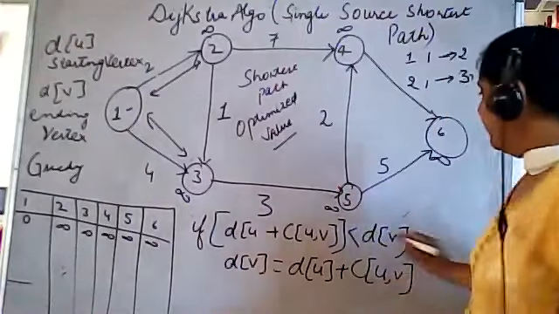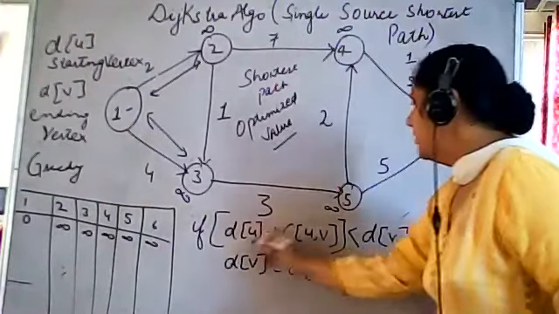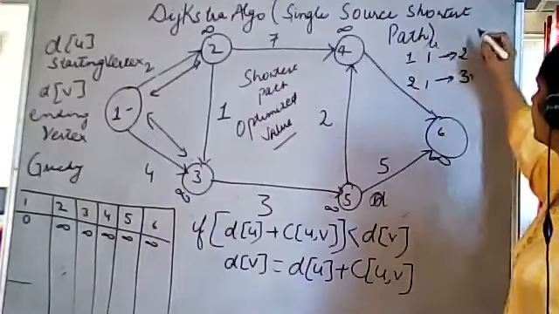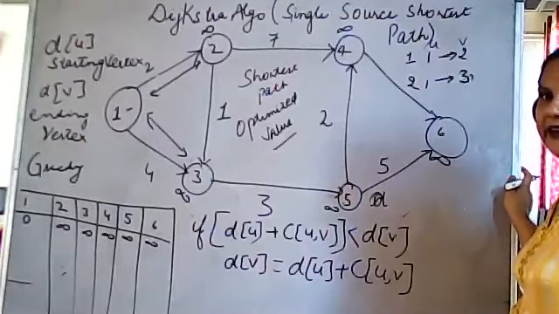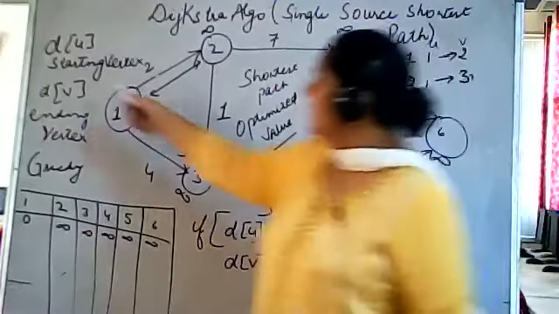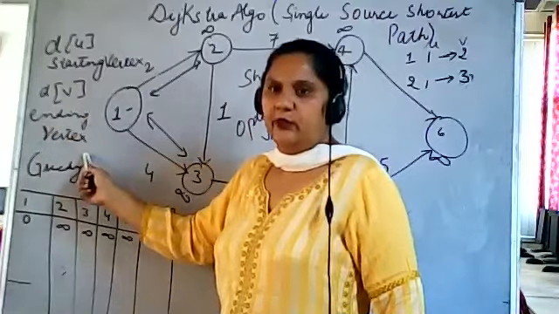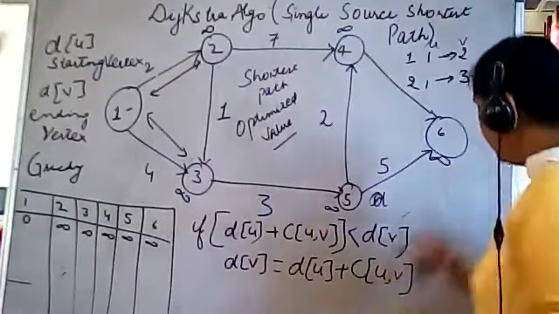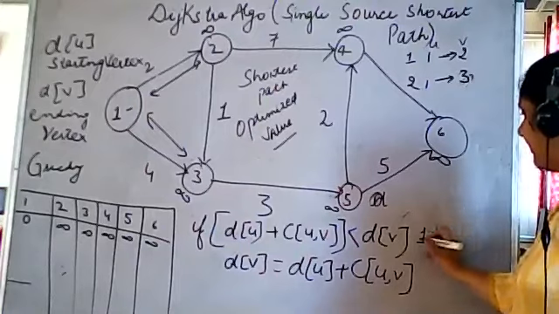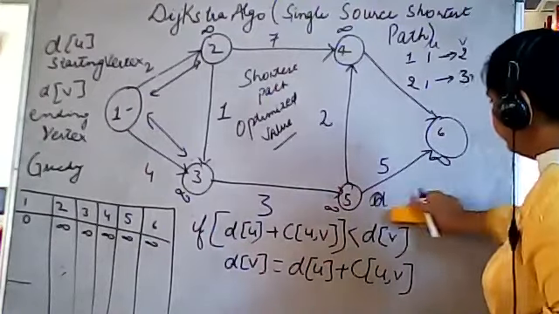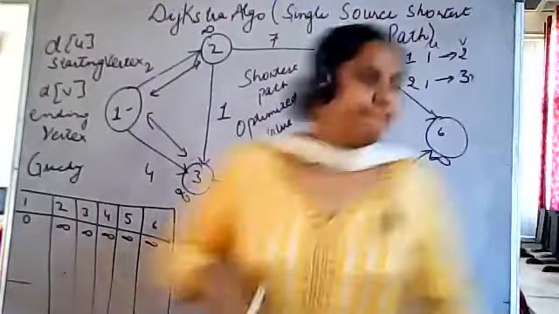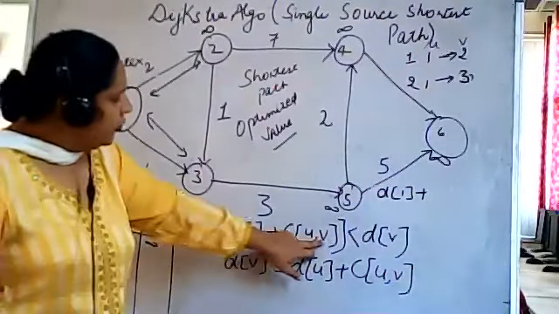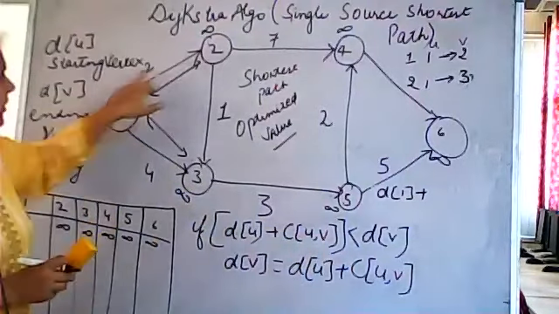So what is the weight of 1 to 2? According to this formula, d of u plus cost of u comma v is less than d of v. Here I have written du is the starting vertex and dv is the ending vertex. So my starting vertex is 1 and ending vertex is 2. I'm just putting these values here. So d of u is d of 1, plus cost of u comma v, cost of 1 comma 2. For 1 comma 2 the cost is 2.